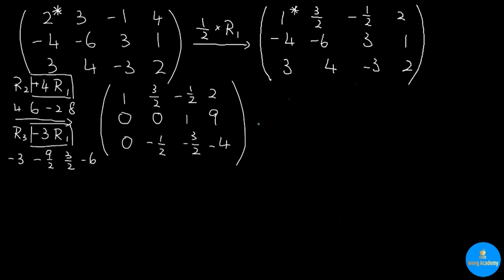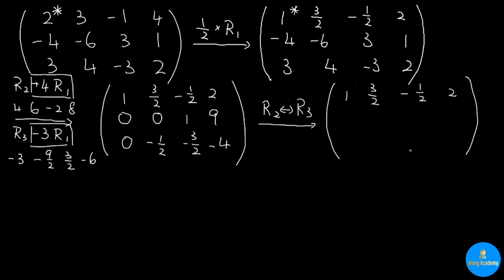In other words, we are going to do R2 interchanging with R3. We're going to use this double-sided arrow to indicate interchange. The first row is not changed, so we're just going to copy it. And then the second row goes to the new third row. And the third row goes to the new second row.